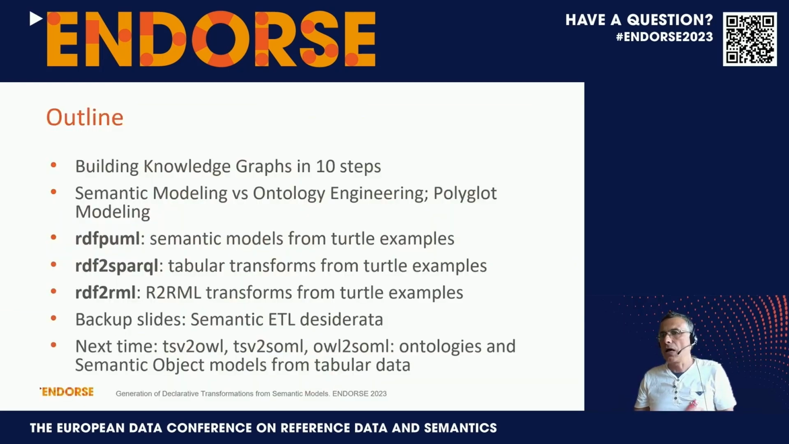So here's an outline of the presentation. I'll describe these three tools. RDF Puma generates models or diagrams out of Turtle examples of RDF graphs. Puma comes from PlantUML, which is a very nice tool that generates all kinds of diagrams, including UML diagrams. RDF to SPARQL generates tabular transformations in SPARQL for Tarql and for our own OntoRefine. And RDF to RML generates R2RML transforms from the same examples.